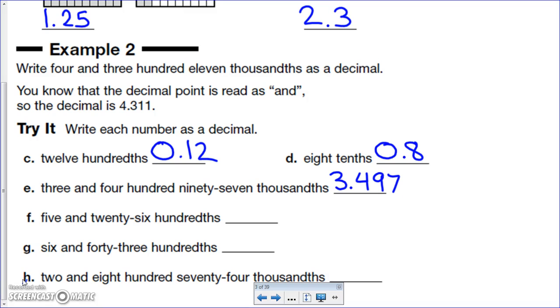For F, we have 5 and 26 hundredths. So our 5 is our whole number, the and represents the decimal point, and then we're going to have a 26 after it to represent the hundredths. For G, we have 6 and 43 hundredths. So again, we have the 6 as the whole number, the and represents the decimal point, followed by a 43.